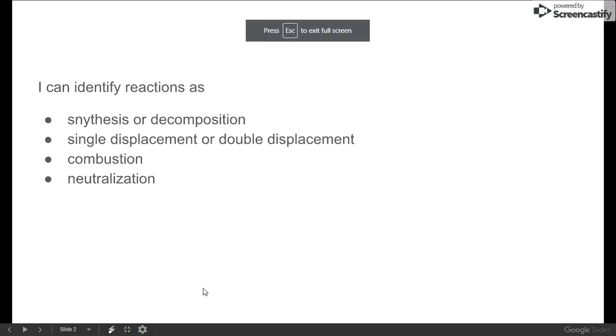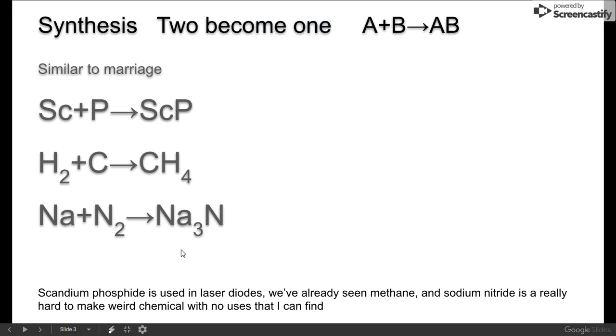Types of reactions. You can read the preamble here.